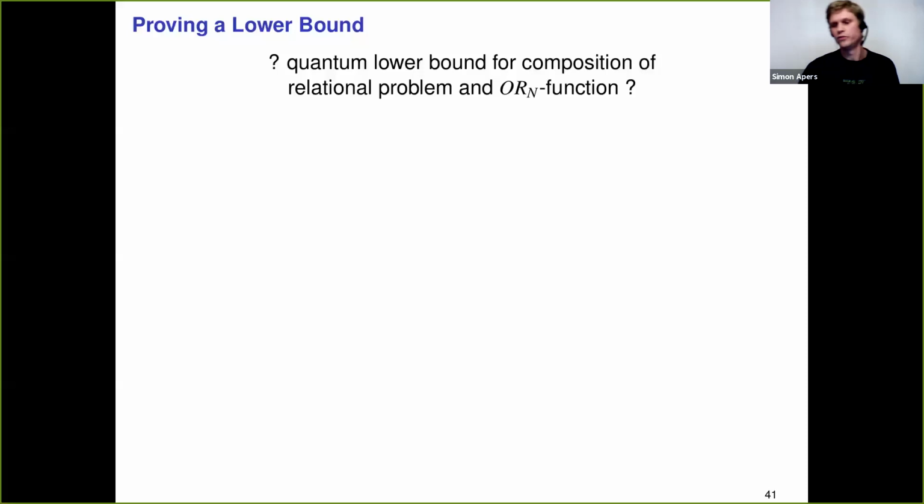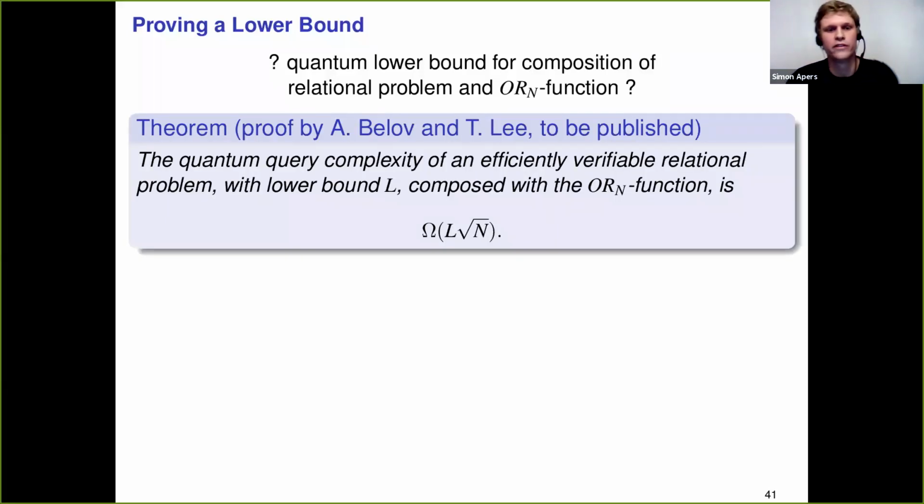So it turned out that this result was not out there. And so we asked some experts, namely we asked Alexander Belov and Troy Lee. And upon our question, they agreed that this was not currently around, but were so kind to prove it for us. So this is in the future, in a to be published manuscript. They proved the following thing. The quantum query complexity of an efficiently verifiable relational problem, where efficiently verifiable is just a technical condition, which has a lower bound L, composed with the OR function, which quantumly has a lower bound square root n, is a product of both, right? So this is basically what we would expect, but that doesn't make it easy to prove it. But that's exactly what they did.